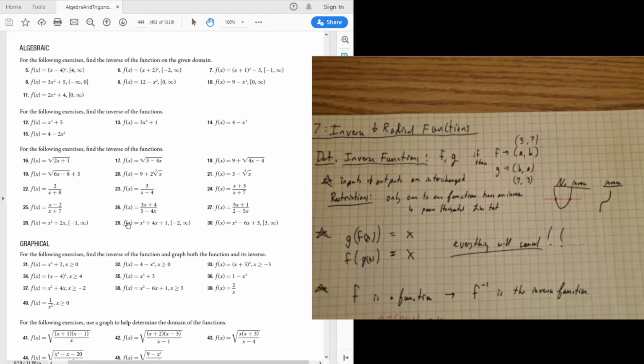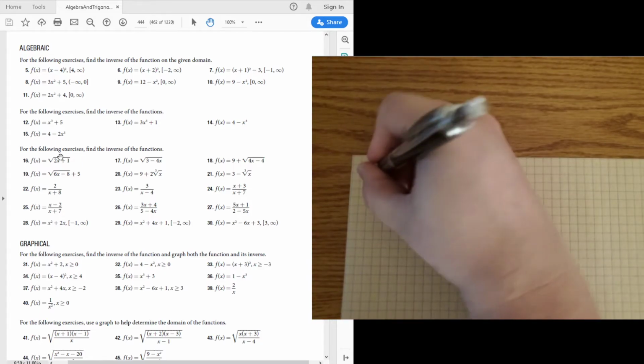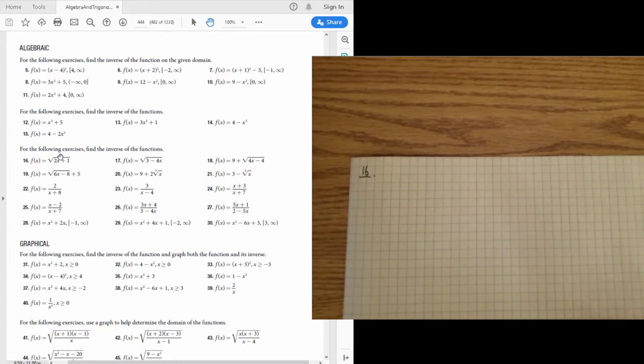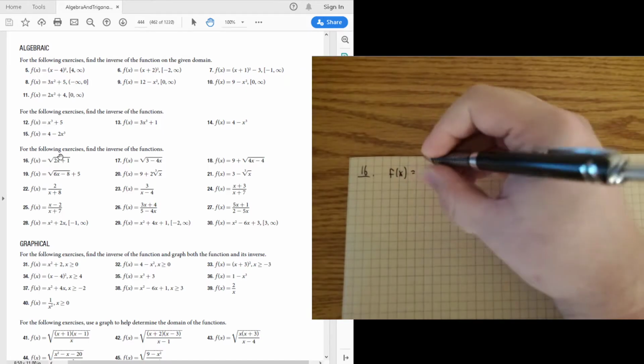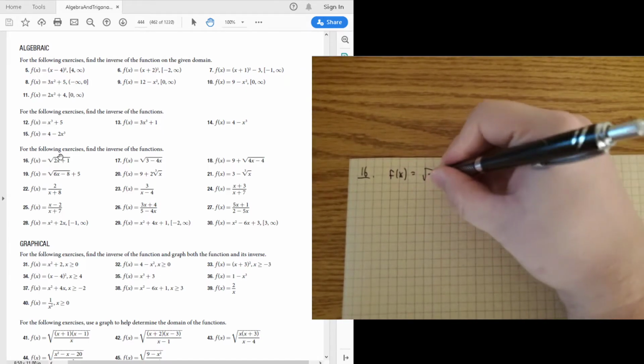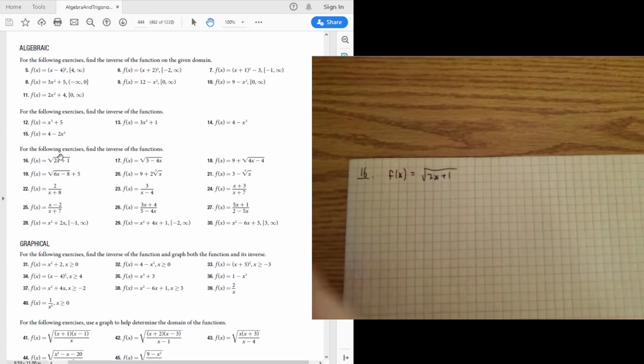Let's take a look at 16. On 16, we have the following function: f(x) is equal to the square root of 2x plus 1. Well, let's find the inverse.